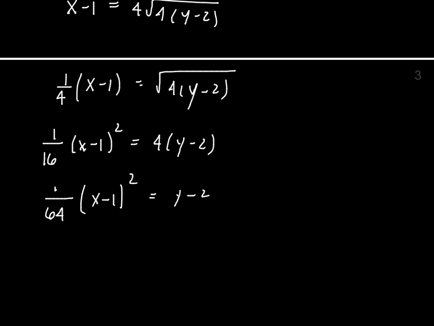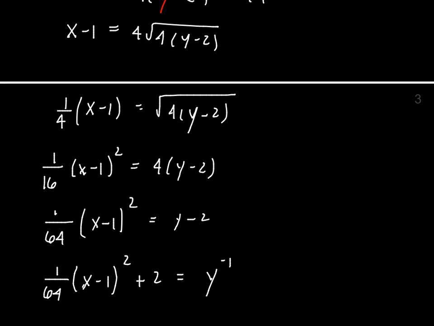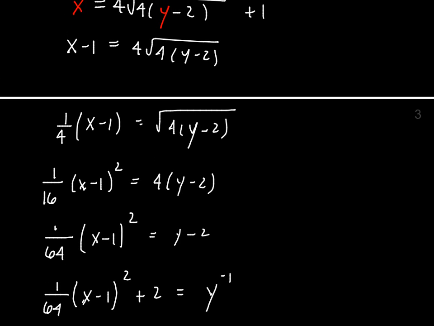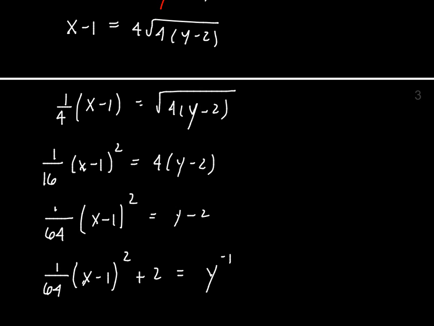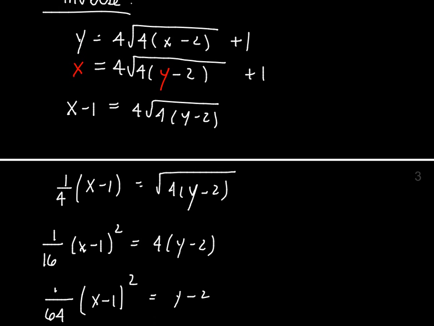And finally, I bring the 2 to the other side and I get 1 over 64 times x minus 1 squared plus 2 equals y, and that's my inverse. So take a good look at this. My inverse looks a lot like a standard form of a parabola, and that's normal because we can tell intuitively that the square root function and the parabola square function are inverses of each other, opposites.